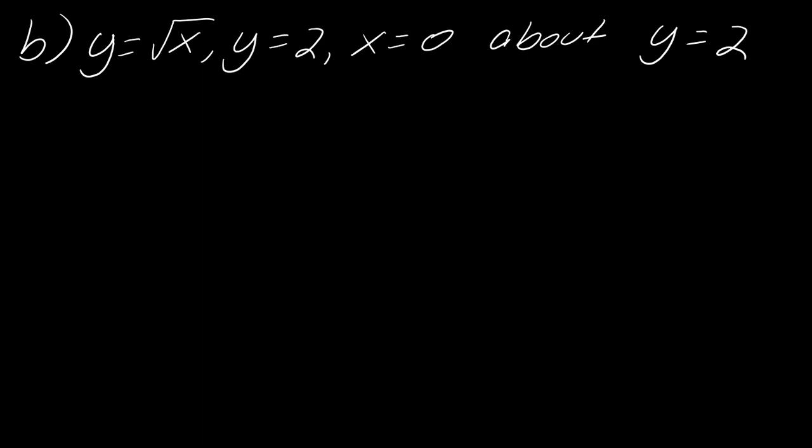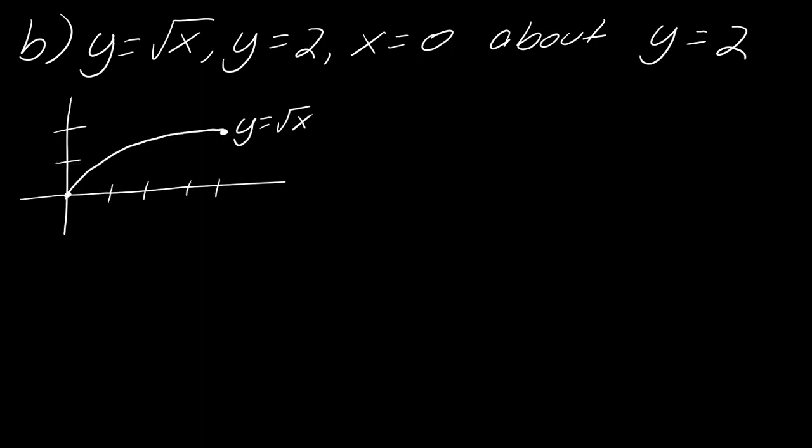So I've got y equals square root of x, y equals 2, x equals 0, and now we want to rotate around or about y equals 2. I strongly, strongly, strongly recommend that you try to sketch this out and try this one totally on your own. I will walk you through some of the steps. So the first thing is to get the right sketch. So I would pause and get the right sketch and then hit play.